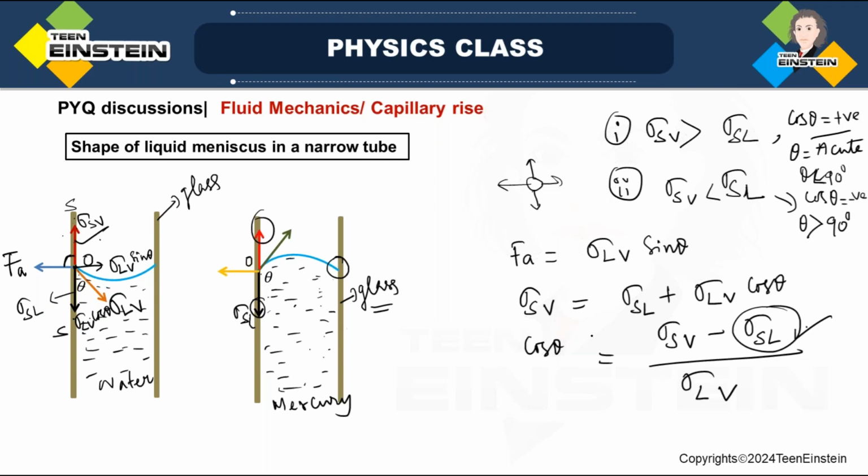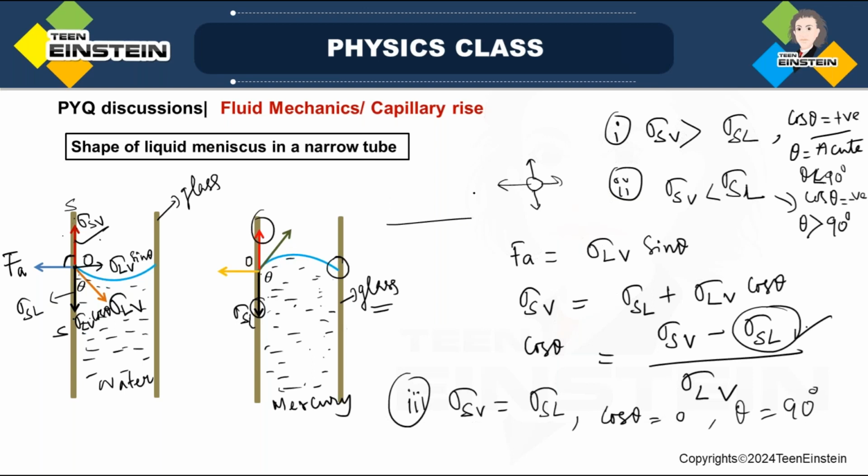Okay, and when these two are equal, the third case I can write here. Third case, when sigma SV equals sigma SL, then cos theta will be 0. That means theta is 90 degrees, and that is the case when the meniscus will be a plane surface. I hope you have understood this according to the distribution of different forces.